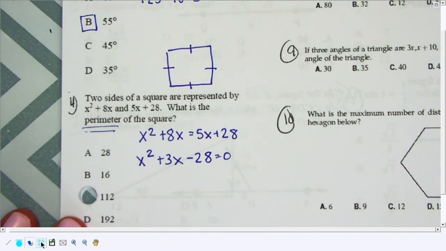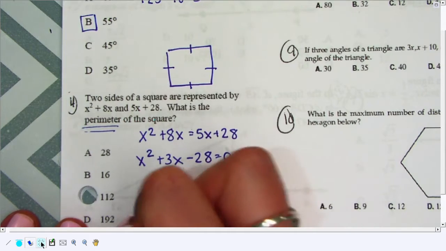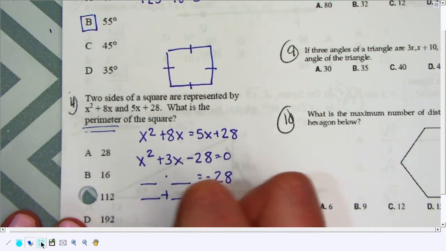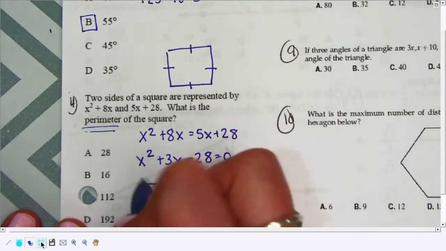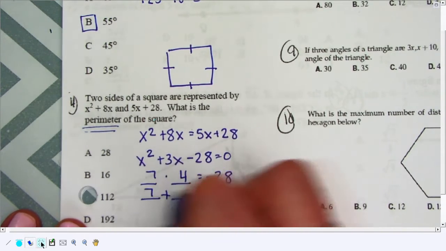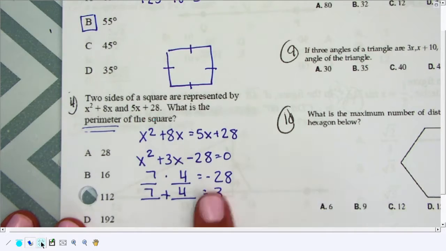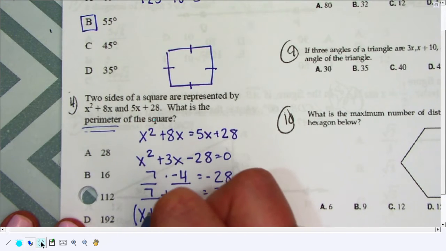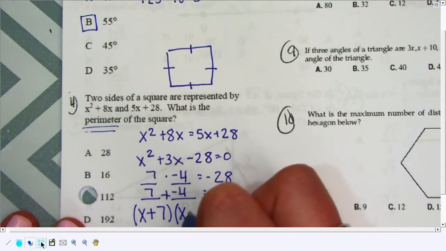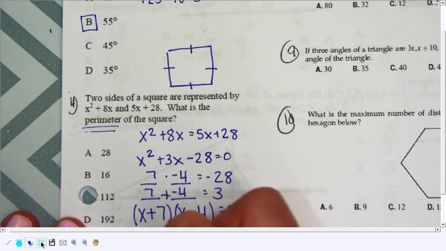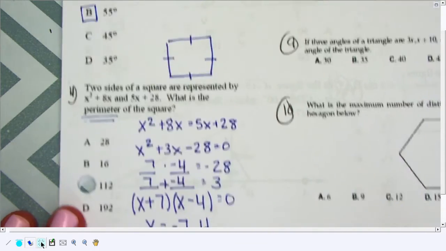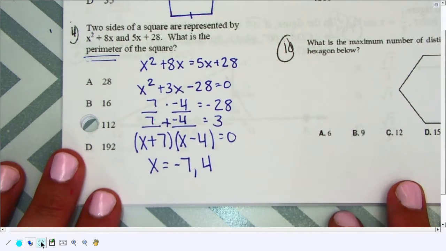Remember, we want to keep the x squared positive. So I'm looking for 2 numbers that multiply to negative 28, and those same 2 numbers should add to positive 3. Those numbers are 7 and 4. To determine which one's negative, I'm going to look down here. The way to keep this a positive 3 is to make the 4 the negative value. So I get x plus 7, x minus 4 equals 0. So my potential answers are negative 7 and positive 4. So now that we kind of talked about that.